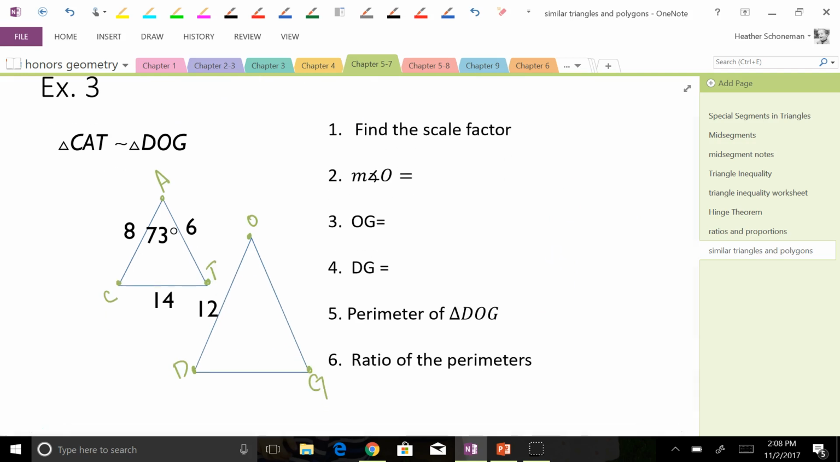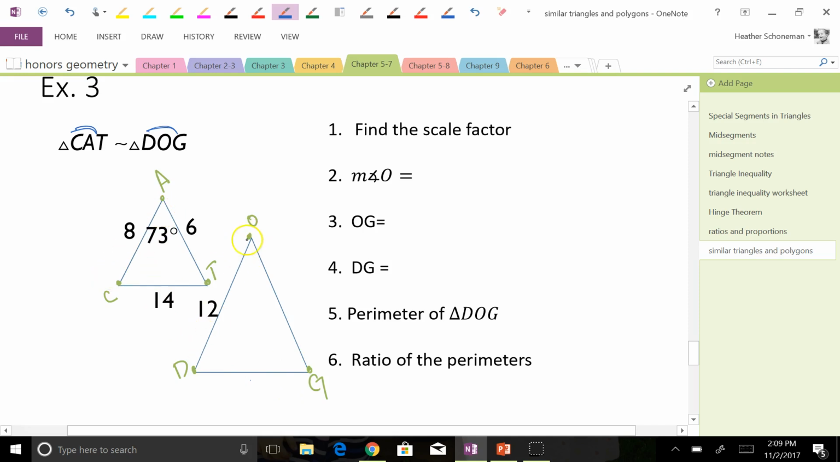Alright, so we're going to answer a bunch of questions about the picture. Well, the first thing they want is the scale factor. To find the scale factor, we have to match up two corresponding sides that both have measurements. Now let me show you one that doesn't work. If I do CT as 14, CT would have to match with DG. Well, DG is blank. That doesn't help me. I can't match up 14 and blank.